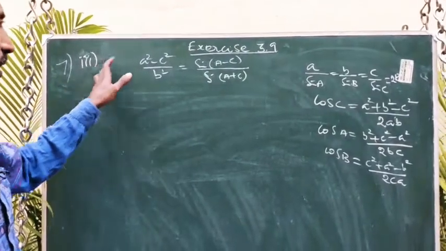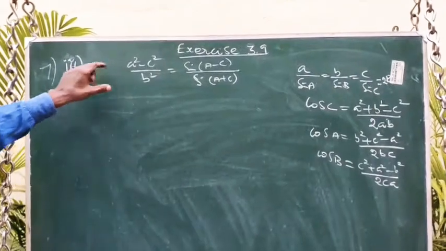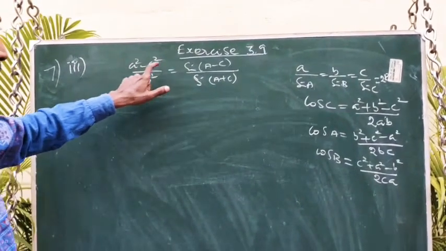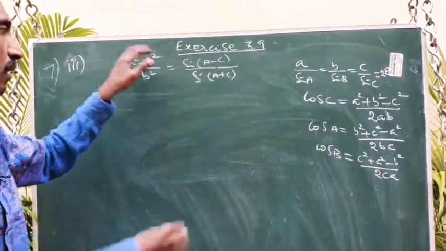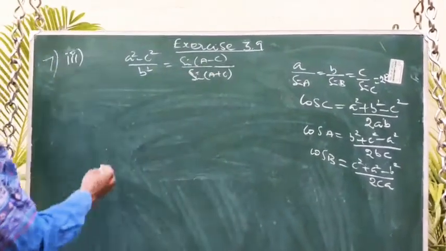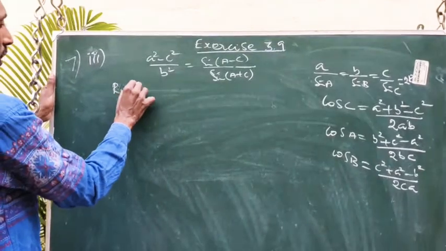Subdivision 3, question number 7, exercise 3.9. In a triangle ABC, prove that (a square minus c square) by b square equals sin (a minus c) by sin (a plus c). So again, my dear student, take the RHS, okay.